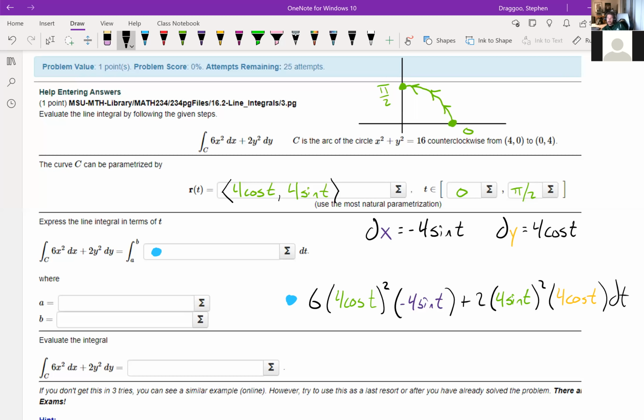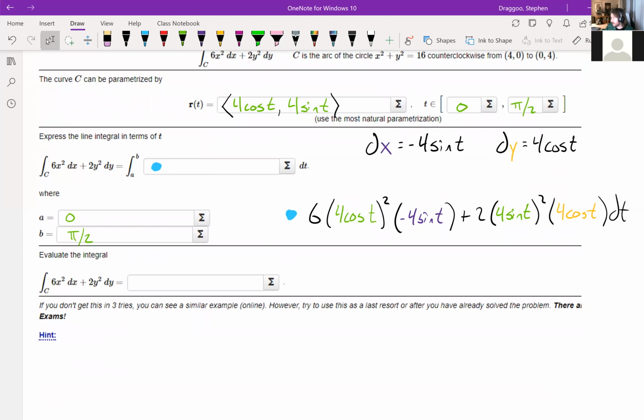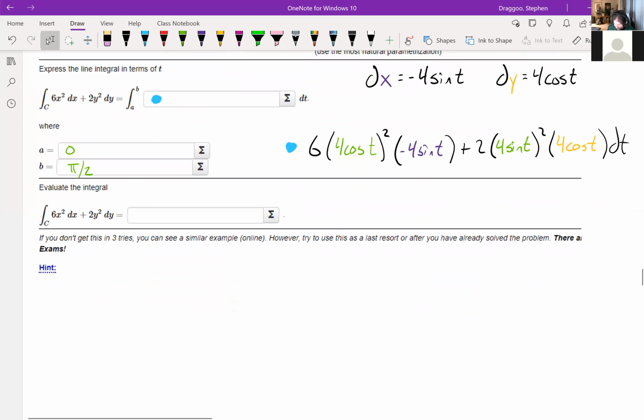So I just needed dx and dy, plugged those in, multiplied some stuff together. This thing integrates from 0 to pi over 2 still. That hasn't changed. And then we actually have to integrate this thing, which ends up being not so bad. I'll just kind of rewrite that thing here.